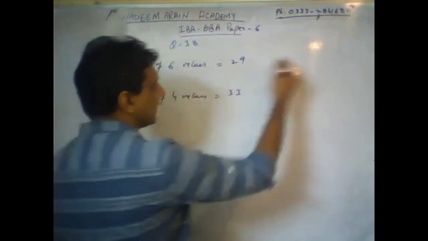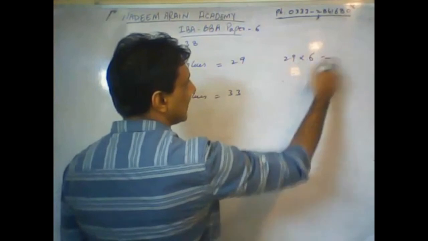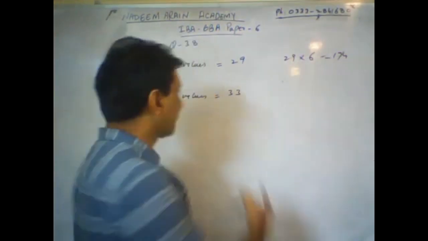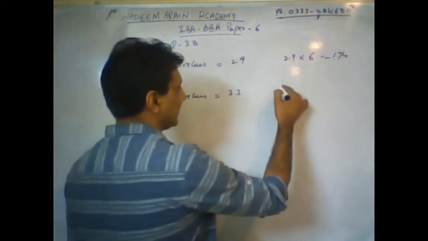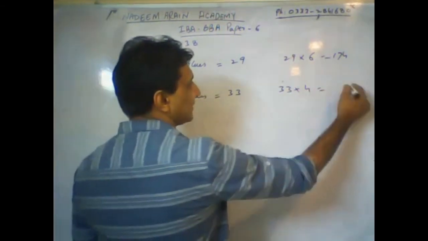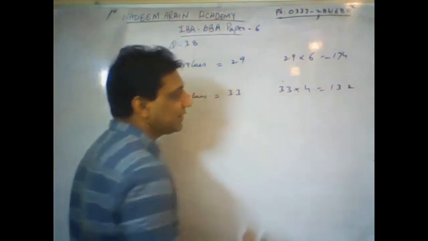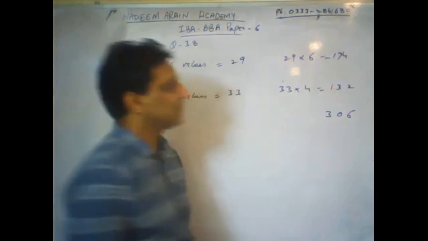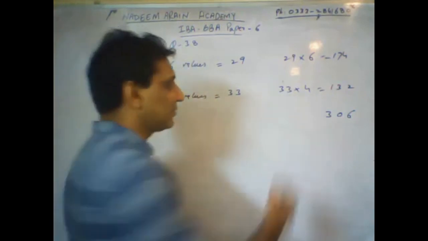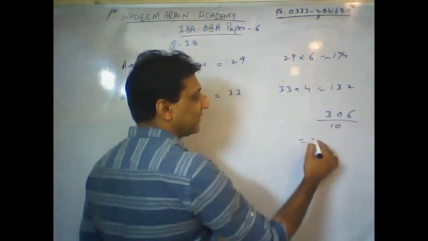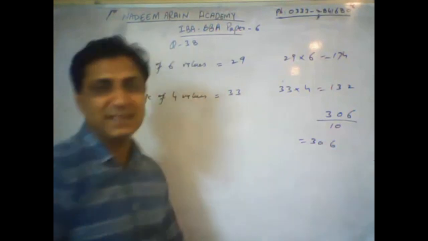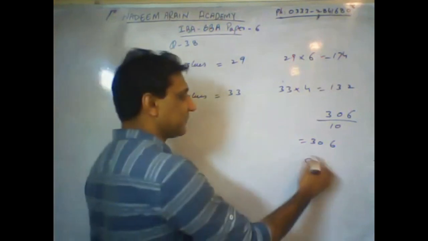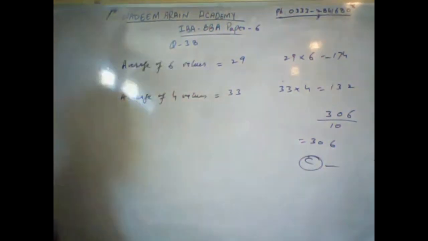So 6 will be multiplied by 29. 29 times 6, that is 6 9s are 54, 6 2s are 12 and 5 is 17, 174. And the sum of these 4 values is 33 times 4. 4 3s are 12, 4 3s are 12 and 1 is 13, so 132. So the sum of these two is 603. This is the sum of all 10 values. You have to divide it by 10. That will be 30.6. This is the new average, the average of all 10 integers. That is option C. Thank you so much.